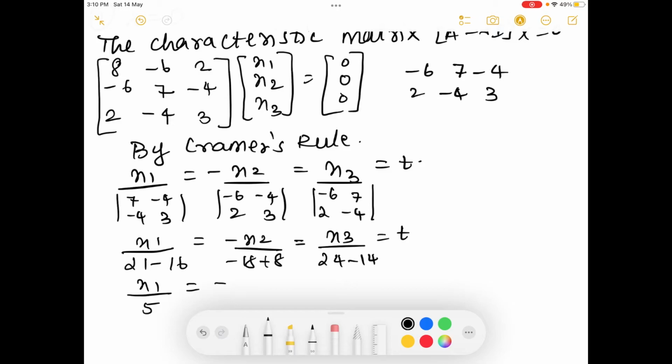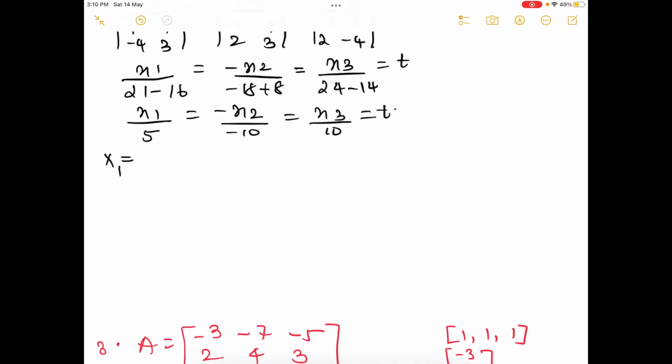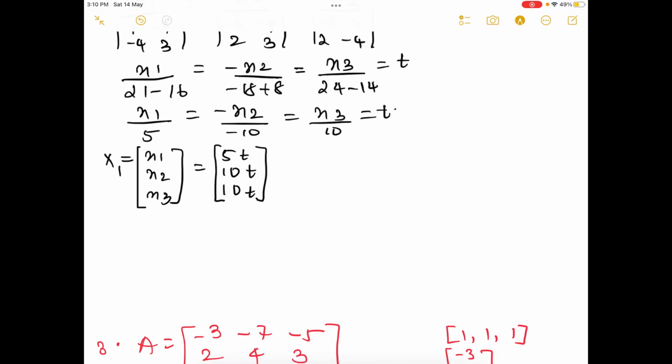So when we solve all of these, we get x1 upon 5 equals minus x2 upon minus 10 equals x3 upon 10 equals t. So x1, x2 and x3 will be equal to 5t, minus 10 plus 10t, and 10t. So taking 5t common, we get 1, 2 and 2.